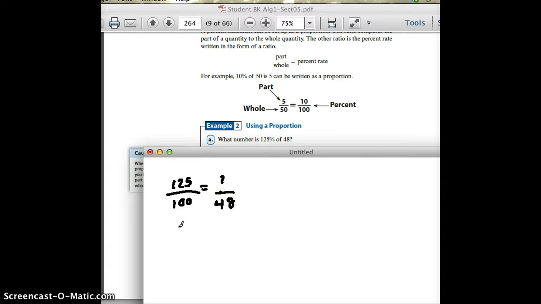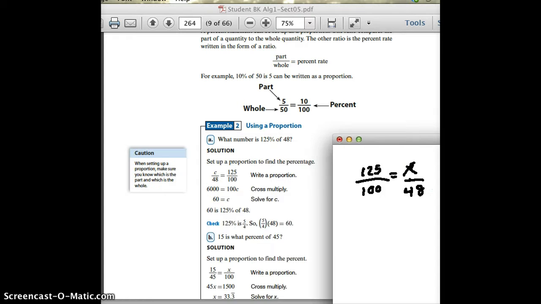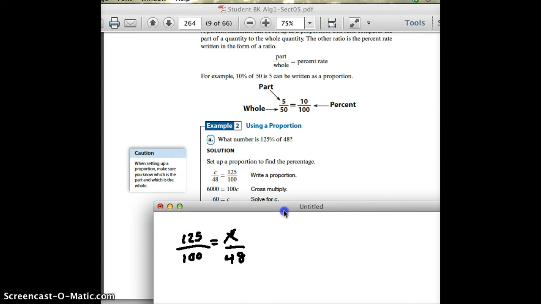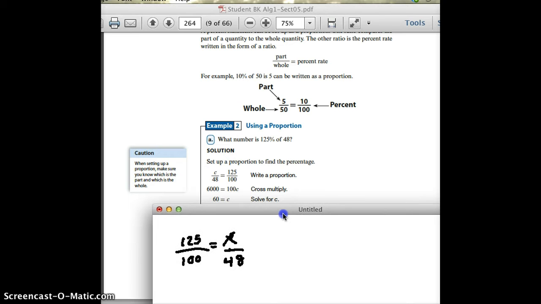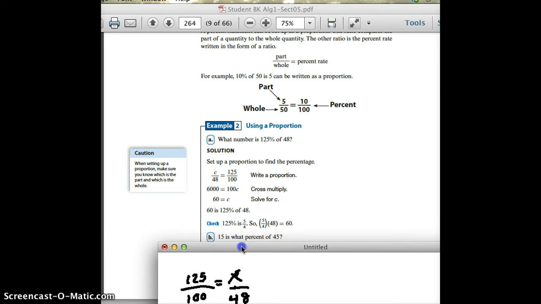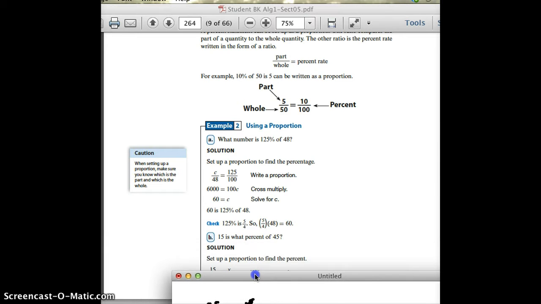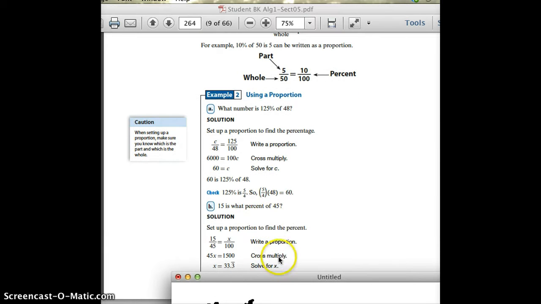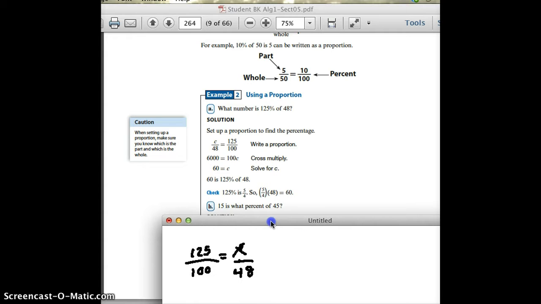Cross multiply, right? Let's put this as an x. Cross multiply, so 125 times 48, 100 times x, and then divide by 100. Okay, so they put the 125 on the right side. It doesn't make a difference. So we cross multiply. That gives us 6,000 is equal to 100x. Divide by 100. Okay, 60. So 60 is 125% of 48. All right. B. Now here they have this one, 15.